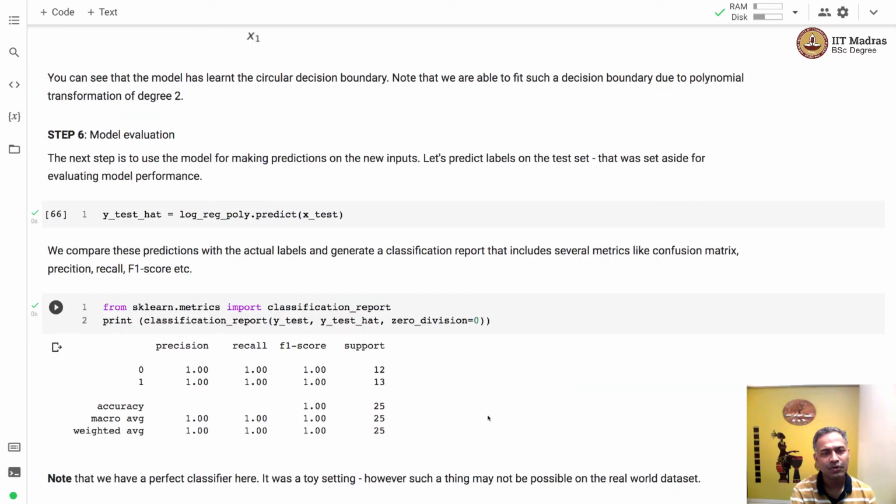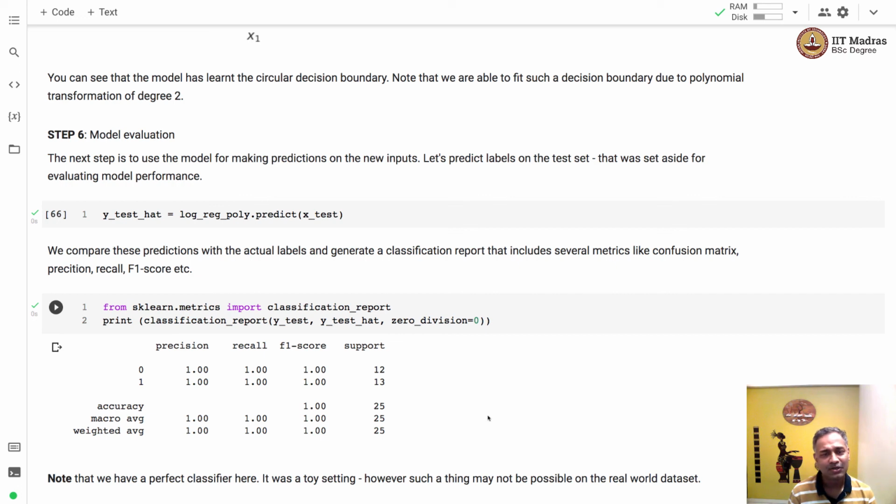So in this video, we used logistic regression model to learn a circular decision boundary between two classes. This was an attempt to introduce you to the world of using polynomial transformation in the logistic regression setting. So there will be many such kind of cases in real world where we need to use polynomial transformation, and this demonstration helps you to get a feel or get you an idea about how to use polynomial transformation in the logistic regression setting.